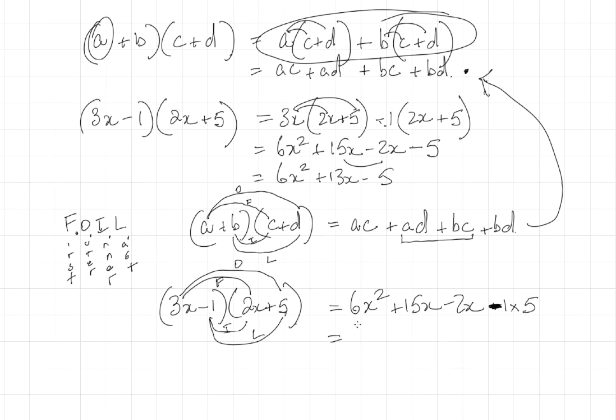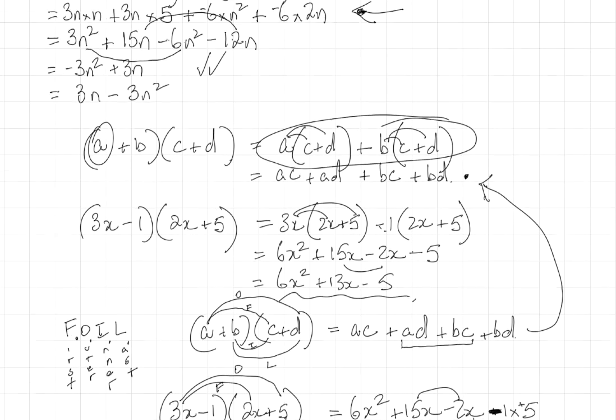Okay, so we've got our 6x squared plus 15x minus 2x is plus 13x, and then minus 1 times 5, negative times a positive is a negative, 1 times 5 is 5. It's the same answer we've got up there, 6x squared plus 13x, take 5. FOIL just tends to be a little bit of a quicker way to get there. It also puts like terms, if they do exist, together.